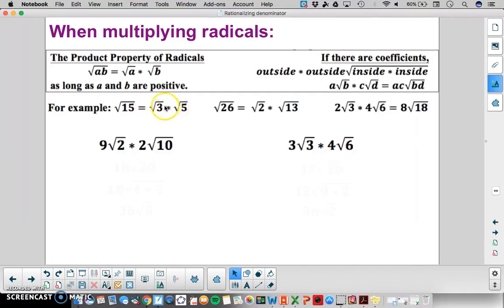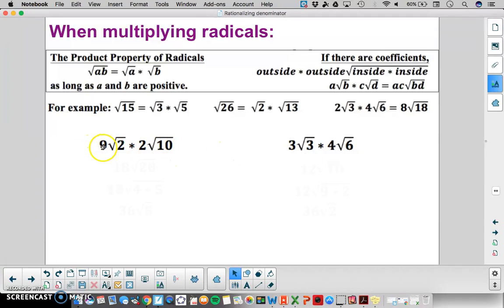So see here, we have the square root of 3 times the square root of 5. So 3 times 5 becomes the square root of 15. Or the square root of 26 can be broken up into the square root of 2 times the square root of 13. Notice here we have some coefficients, so we have 2 root 3 times 4 root 6, and that becomes 8 root 18. And of course that 18 could be simplified further.